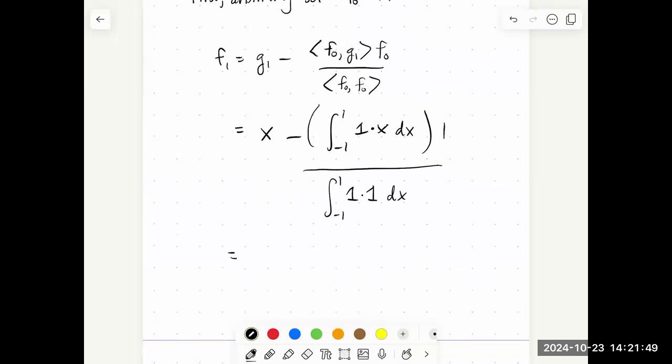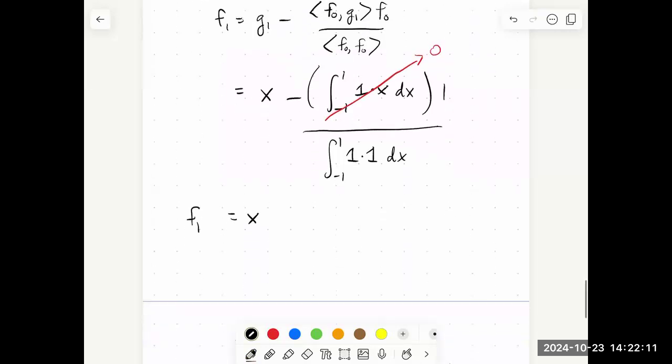X squared over 2. When you evaluate at the limits, what do you get? 0. Because you're going to get x squared at 1 minus x squared at -1, which is just 1 minus 1. And so this is a 0. So I won't bother evaluating the other integrals. We just say f1 is equal to x. Well, that's easy. So let's do the next one.